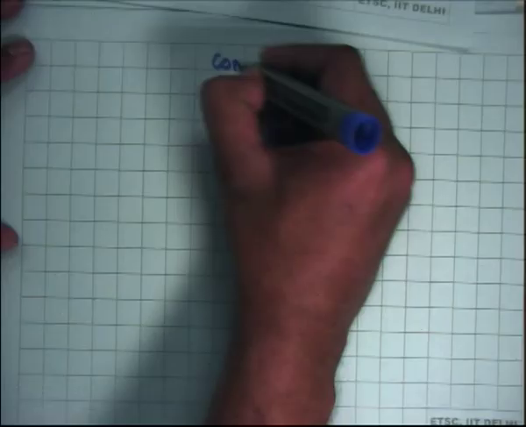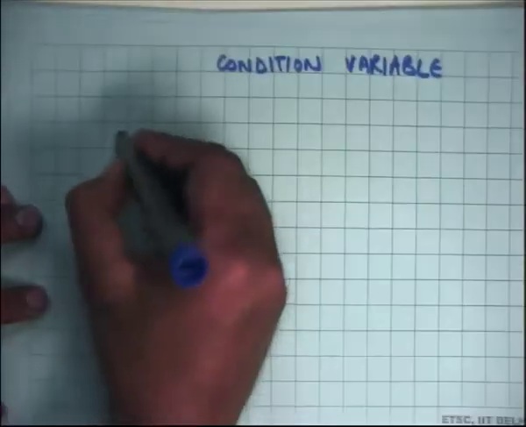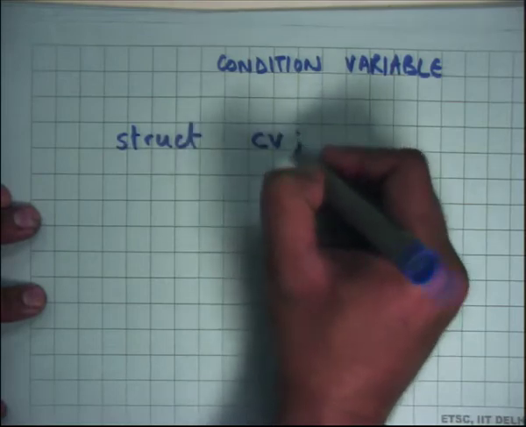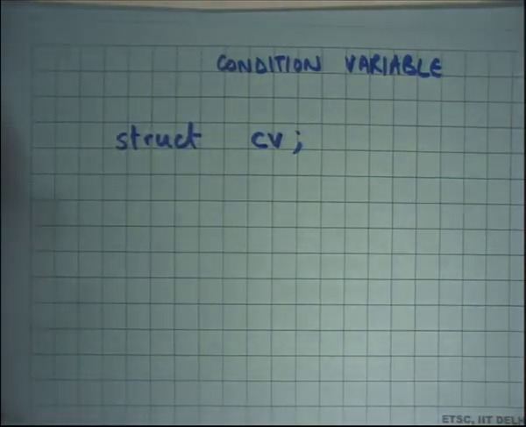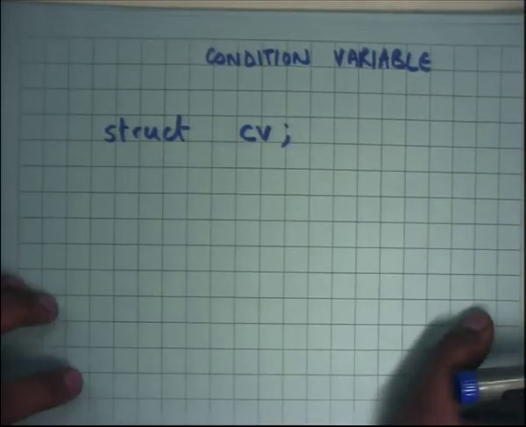Okay, so what am I going to do? I am going to define a new abstraction that is called condition variable. All right. So let's understand what this abstraction is. Just like there was a struct lock and you could instantiate a lock with this type, similarly you have a type called struct CV and you could instantiate this type.